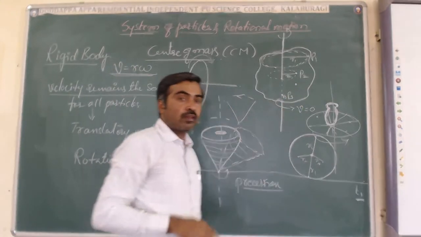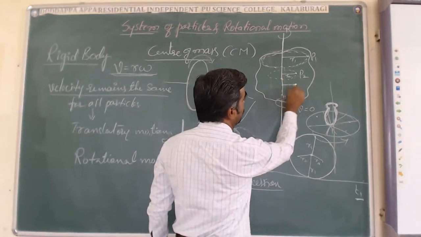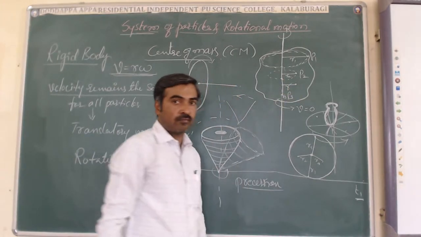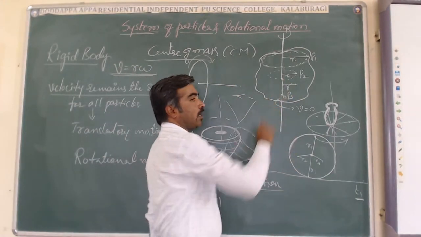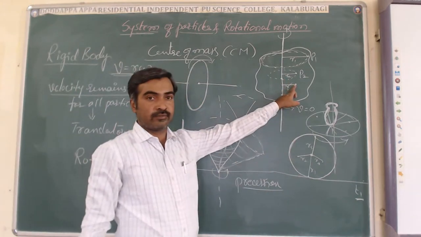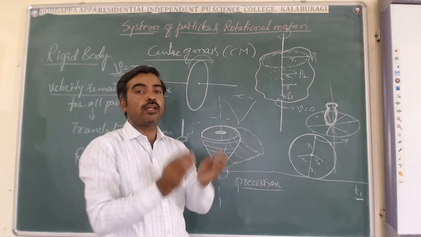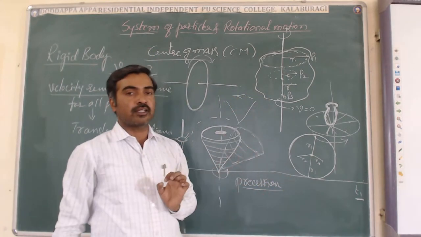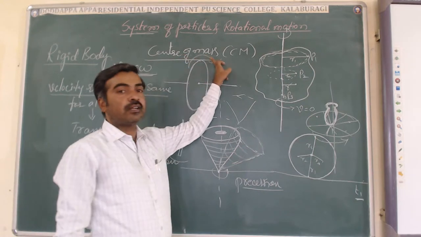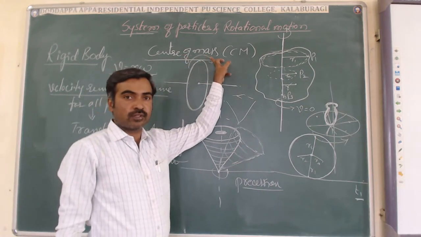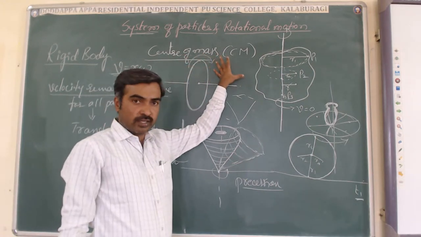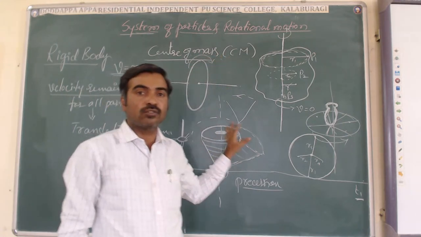This may be at a certain distance r with respect to the axis of rotation. So this point we call the center of mass, where the whole mass of the body is supposed to be concentrated at this point. That is called the center of mass, the new concept we have to discuss. So regarding the center of mass and rotational motion, we will continue in the next class.